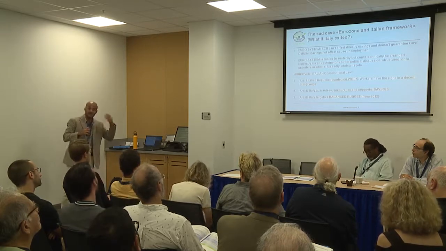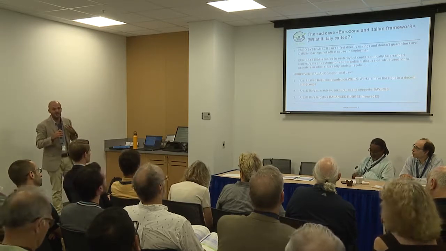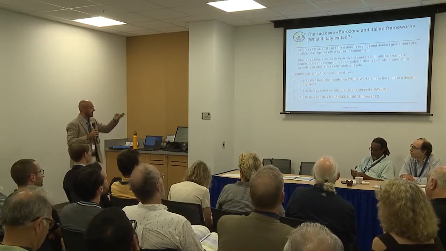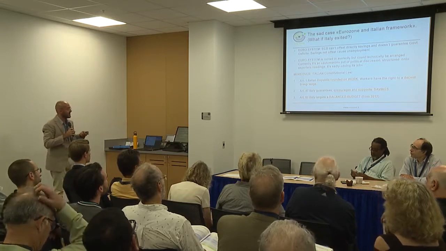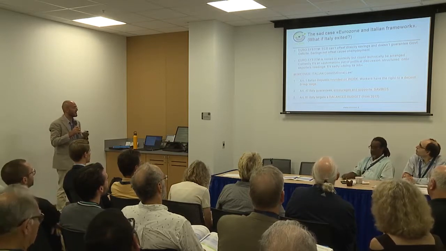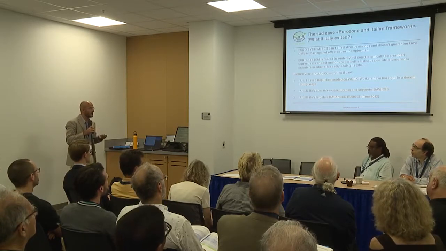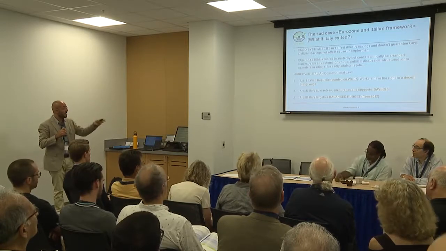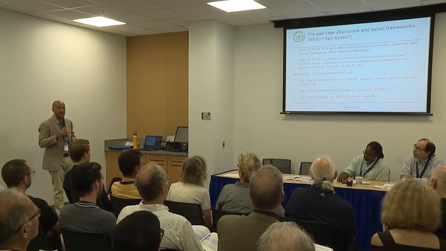What if a state, for example Italy, exited from the euro system? Italy faces a grave problem. These are three articles of the Italian constitutional law. The first article states that the Italian Republic is founded on work, and workers have the right to a decent living wage. Italy guarantees and supports savings. And the third point, from 5 years ago: Italy targets a balanced budget.